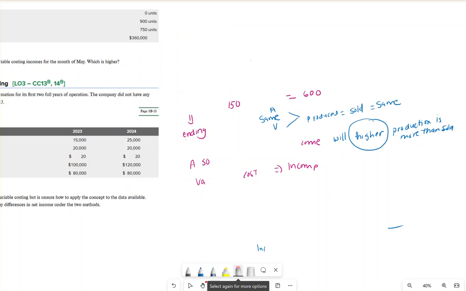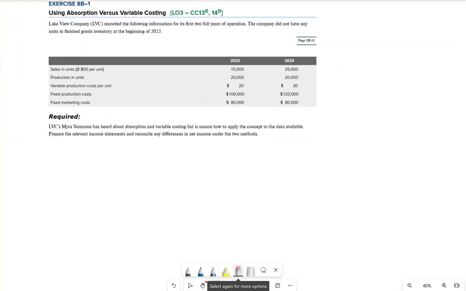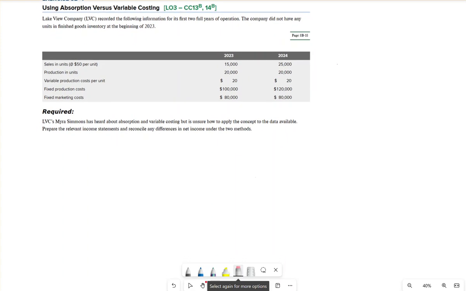But that sometimes doesn't tell you what we're doing. So what you have to do is create an income statement using both methods, and the next question will take you to produce an income statement and then reconcile the net income. You're going to be producing it, and then you're going to be reconciling it. So let's look at your first one.